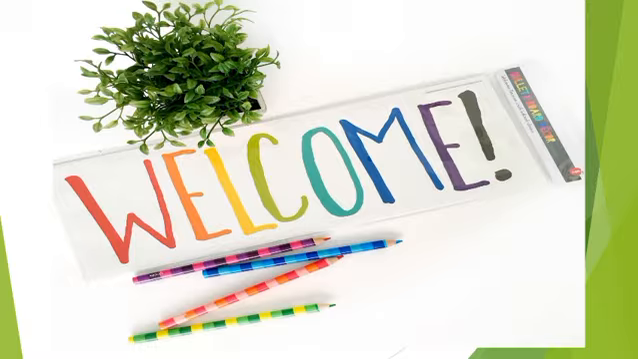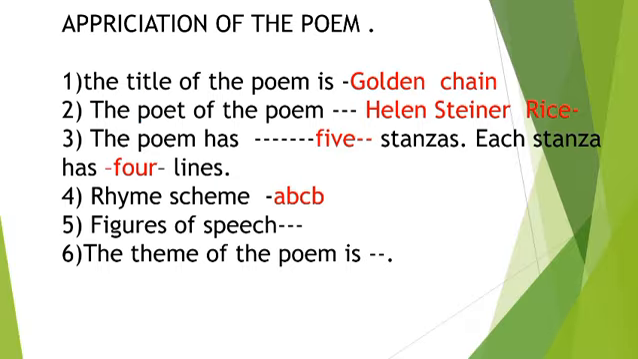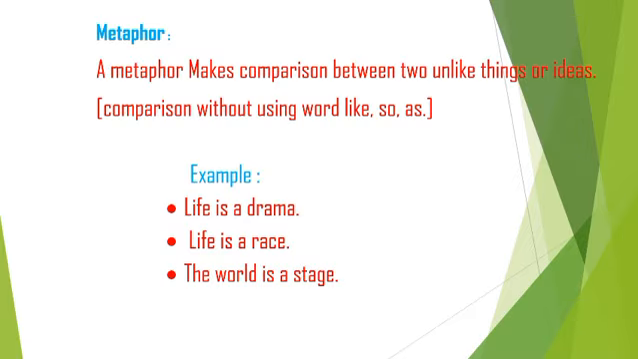In the very first part, we already discussed the title of the poem, the poet of the poem, the stanzas given in the poem, the lines given in each stanza and the rhyme scheme also. In this part, we will discuss the figures of speech used in this poem and the theme of the poem. So, let's start with the figures of speech used in this poem.